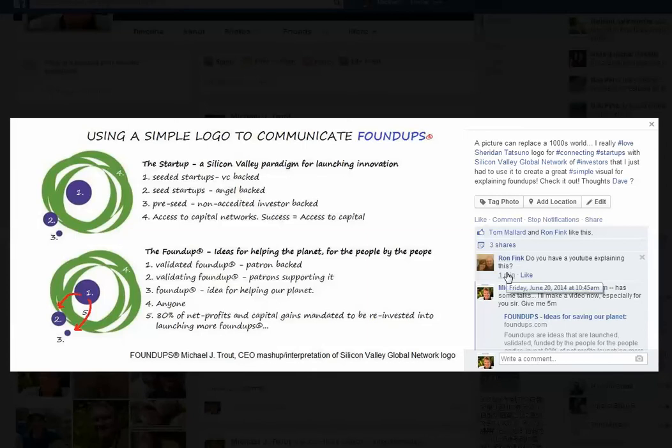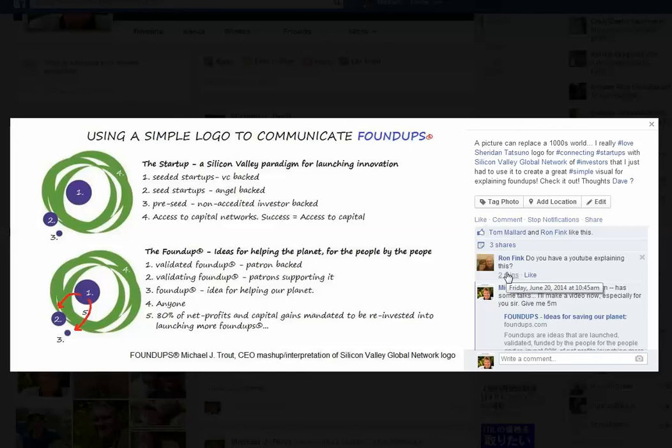So basically, what I chanced upon was this brand new logo for the Silicon Valley network. Immediately when I looked at it, I was like, wow, this is actually an amazing logo, because Sheridan Tatsuno has been a longtime follower of mine, and he created this logo, which I believe is probably an unconscious creation, and it actually describes a startup to the T.